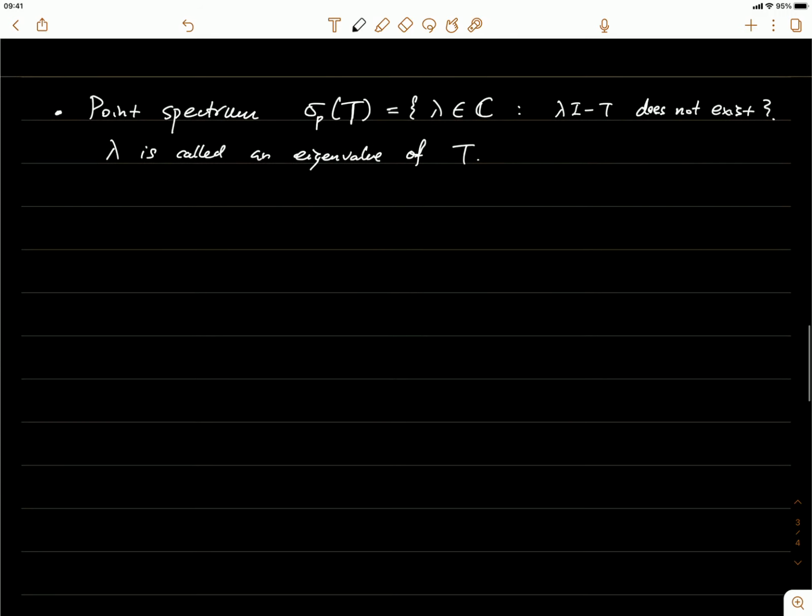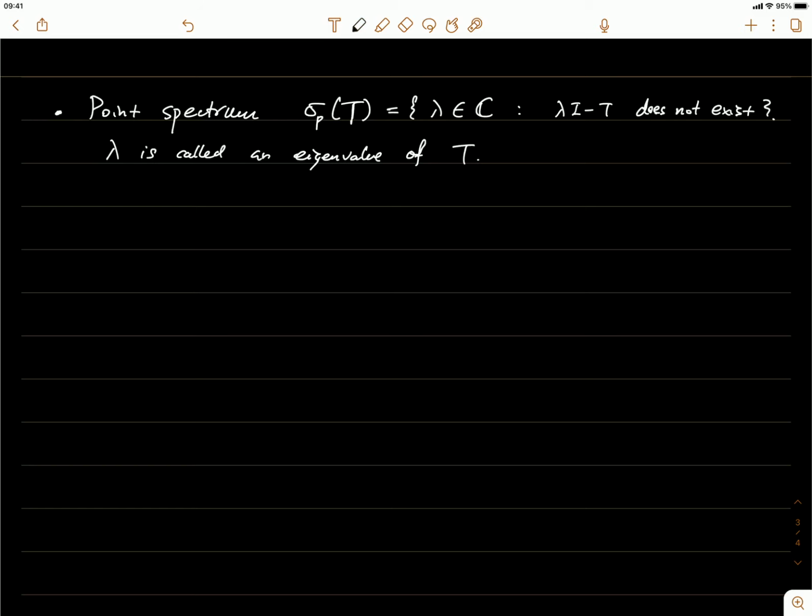Remember that for matrices, you have T that is a matrix, and the eigenvalues were solved from that. This means that lambda makes lambda I minus T a degenerate matrix, right? In this case, lambda I minus T is not full rank, and it is not invertible. So the idea is similar to that, but now we're considering the general operator case.